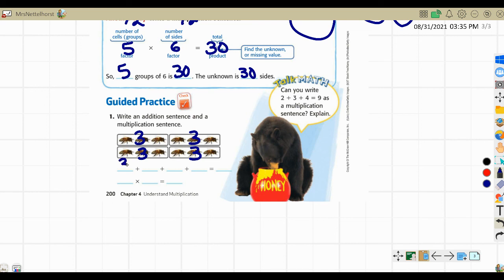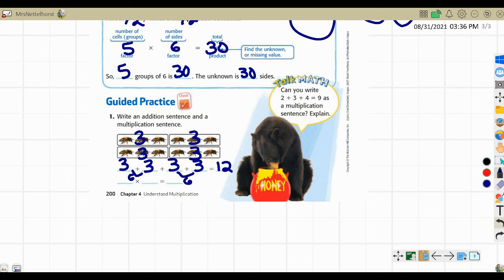Okay, I have 3 bees in the first box, 3 bees in the next box, 3 bees in the next box, 3 bees in the next box. Okay, so I can add them. 3 plus 3 is 6. 3 plus 3 is 6. 6 plus 6 is 12.